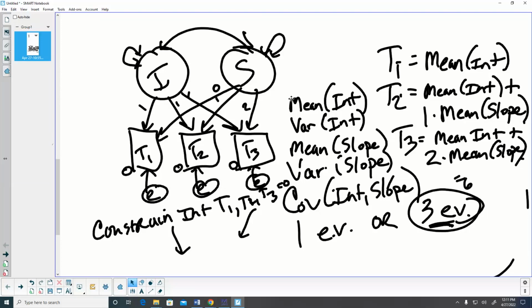Obviously, if you have fewer knowns than unknowns, it's going to be unidentified whether it's recursive or non-recursive, clearly. But that's something we don't have to worry about. What we need to worry about is not so much the knowns versus the unknowns, but whether the non-recursive model's identified.